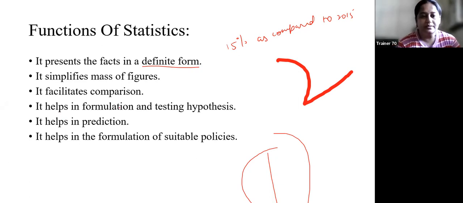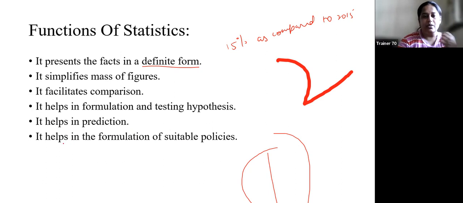Next is, it helps in formulation and testing of hypothesis. Now, testing of hypothesis is another topic in statistics where we formulate a hypothesis, means we formulate a statement about the population and then we test it, whether we are accepting it or we are rejecting it. So all those testings can be done with the help of statistics. It helps in prediction. Now, future values can be predicted with the help of statistics. We have various statistical tools and techniques that help with prediction.